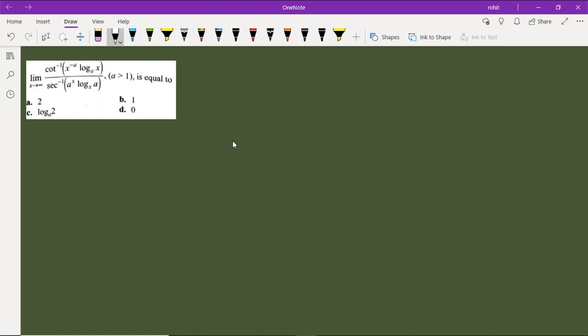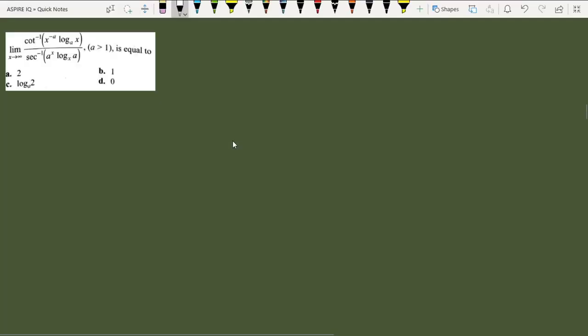Before starting, let's see what is the form of this limit. If cot inverse infinity, that is sec inverse infinity, right? Actually we don't know whether this is infinity or not, so we have to check. We can't say that this is sec inverse infinity. So we need to check, for x tends to infinity, where this expression is approaching.